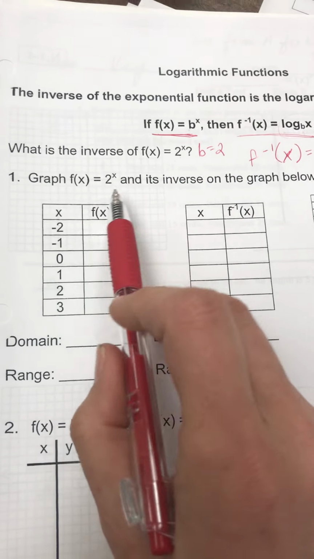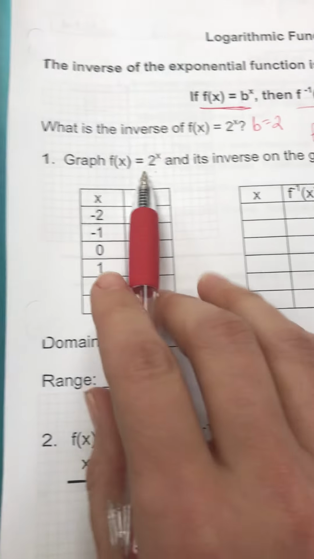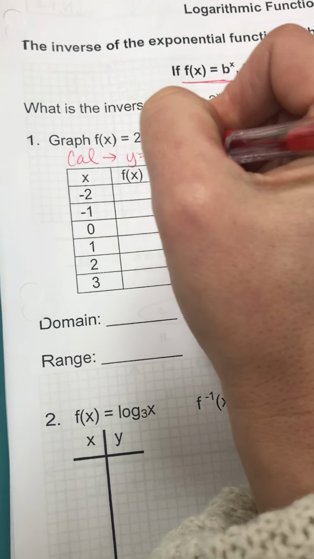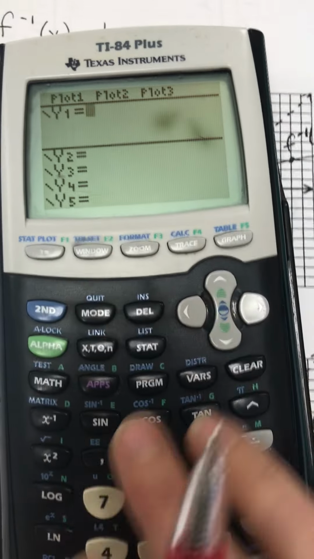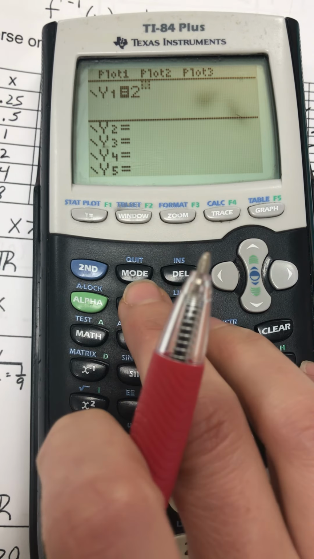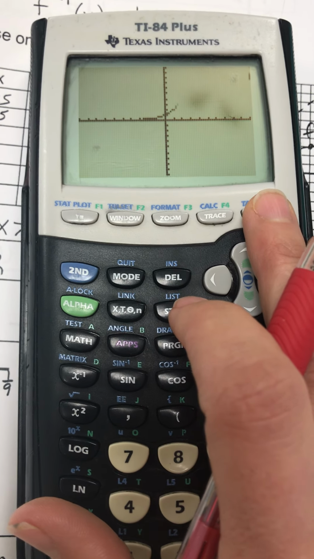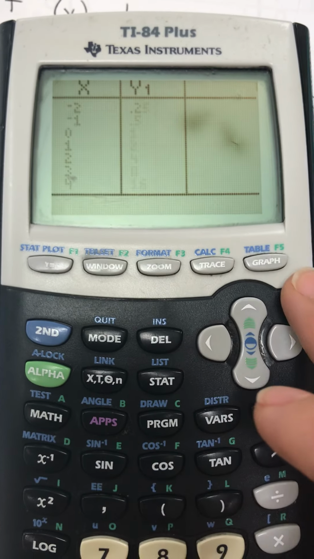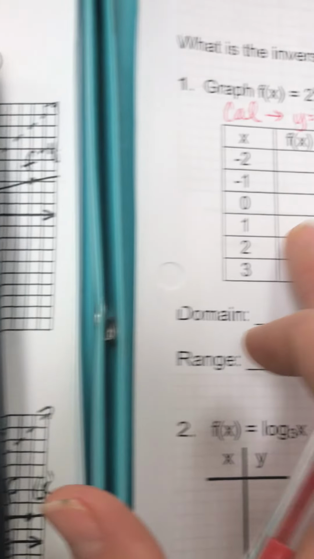So now look, graph f of x equals 2 to the x power and its inverse on this graph. In your calculator, we're going to type y equals 2 to the x power. So I'm going to go to y equals, and I'm going to type in 2, and then the caret, and then an x. Okay, and graph. It's going to look like that. And now I'm going to go to second graph, which is my table, and I'm going to get my x and y points from here, and fill them in the chart on my paper.